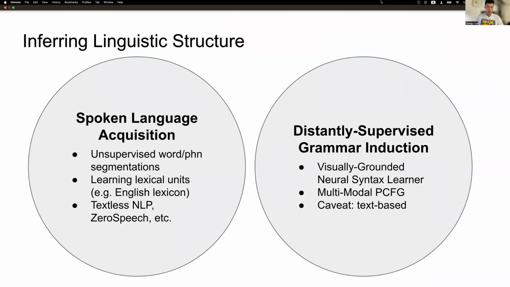There are generally two bodies of work on learning linguistic structure. In the speech community, people are interested in spoken language acquisition, where people look at word or phone segmentation or learning lexical units without supervision. In the NLP community, people are interested in grammar induction, where the model tries to induce tree structure directly from text. And more recently, people are interested in using the visual modality to guide the grammar induction procedure, like the visually grounded neural syntax learner.